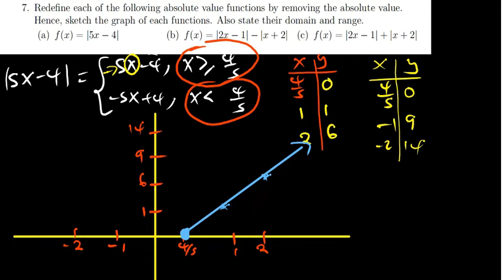I'll come now here. At 4 over 5, comma 0, it is open at that point. For that other guy, next, I have got -1 comma 9. -1 is here, 9 is somewhere here. I'll put a dot here. Then I've got -2 comma 14, which is somewhere here. Again, I can clearly see that starting from here, going there. So this is my graph for f of x equal to 5x, the modulus of 5x minus 4.